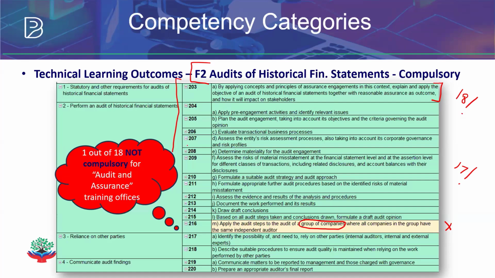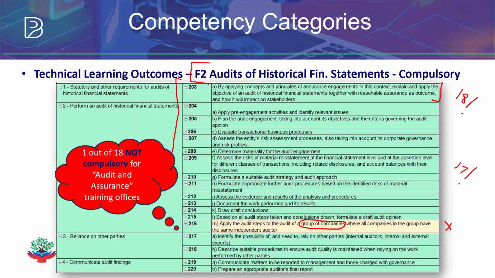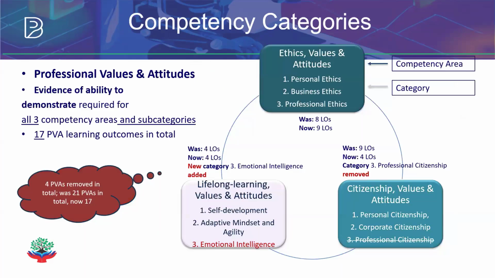This is all F2 that are compulsory. And if possible, add the group one. If not, they're not compulsory. So make sure that your training plan has included at minimum these 17 if you are involved in audit and assurance. Let's move on to the professional competencies, PVAs.